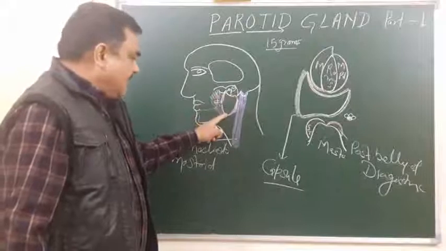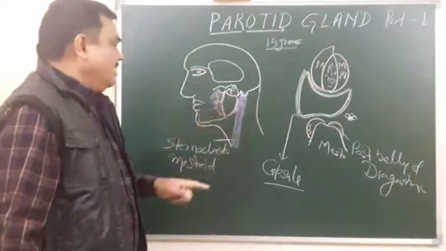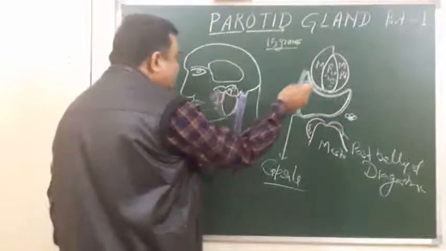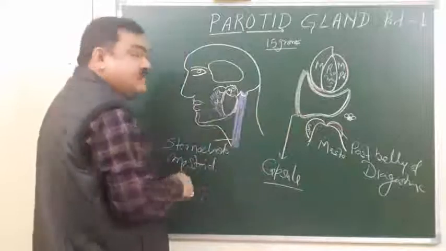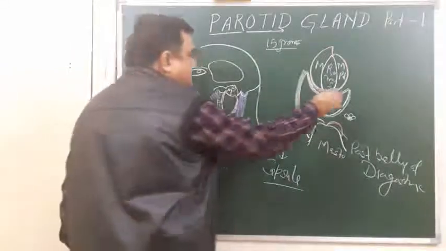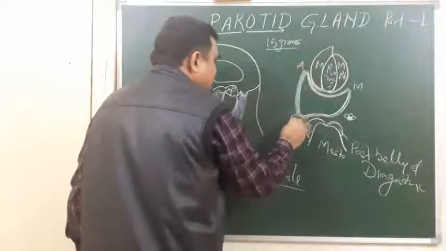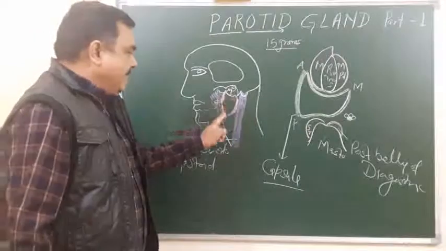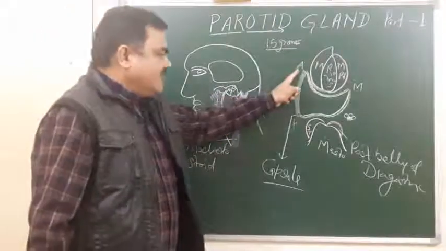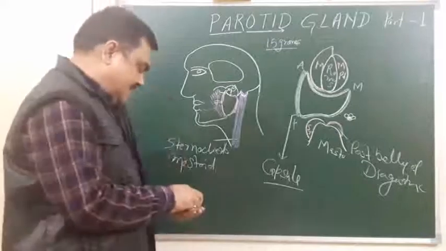It has apex, base, anterior border, posterior border. Here in this section you can see this is anterior border, this is posterior border, and this is medial border. So it has apex, base, and three borders: anterior, medial, posterior. And there are three surfaces.